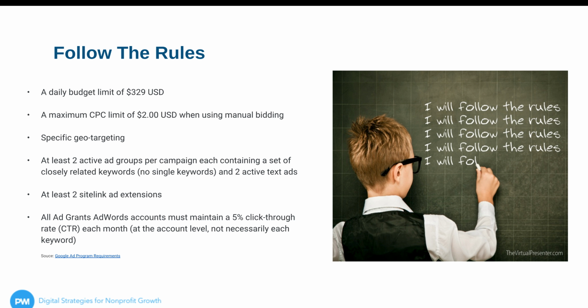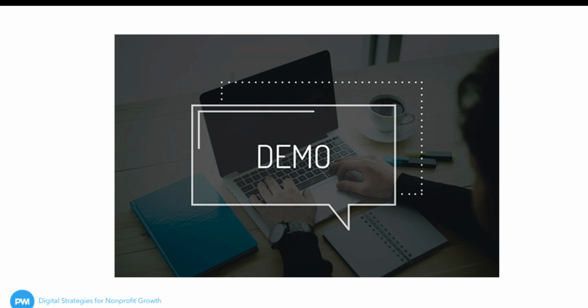And if you're doing all those things and managing it well, you don't have to worry about this last rule. But at the end of the month, you must maintain a 5% click-through rate each month at the account level. And it's not per keyword, but the account level, you have to have a click-through rate of 5%. And hopefully through this demonstration, I'll give you some tips. And if you've got questions on how to improve that click-through rate, I'm happy to answer them at the end. Let's dive right into this demo.